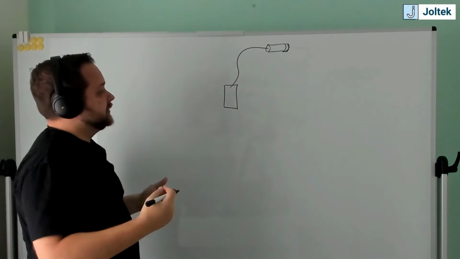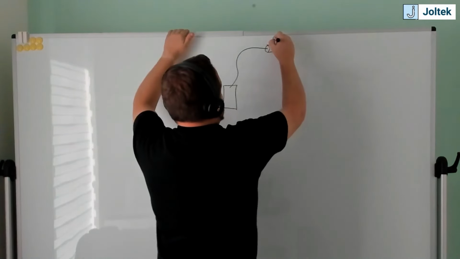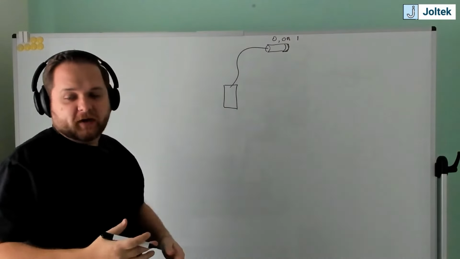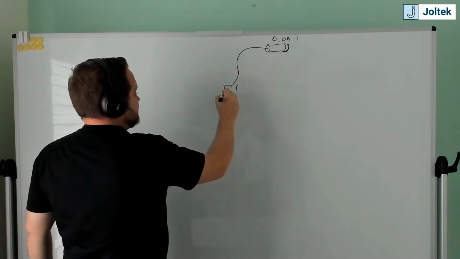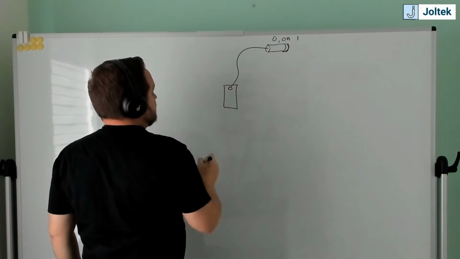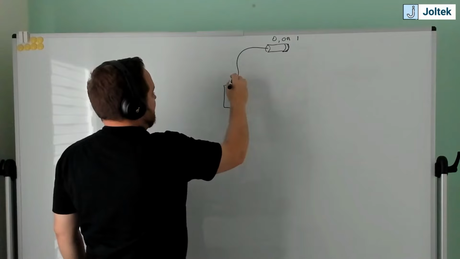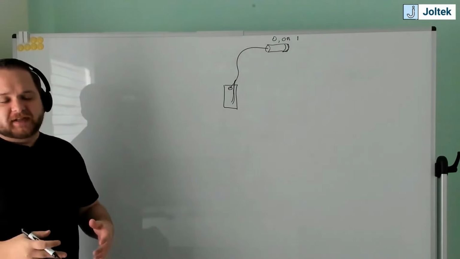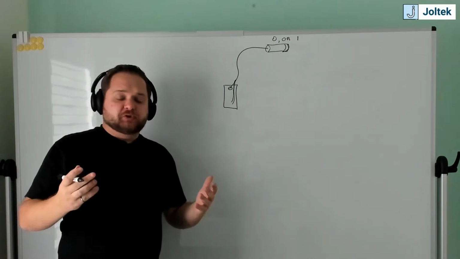So the sensor can either output a 0 or a 1. So a 0 or a 1, a high or a low. And this input card is going to have one terminal block where this sensor is going to land. There's going to be two wires going to 24 volts and ground. That's not overly important. That's just to power the sensor.